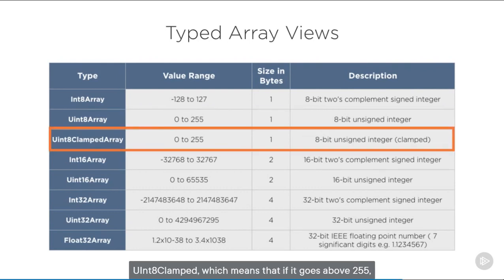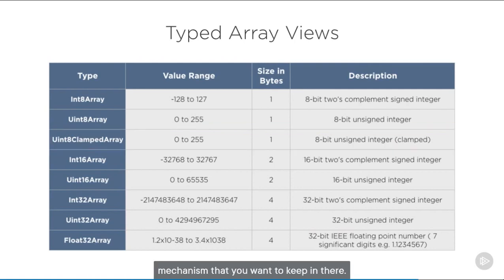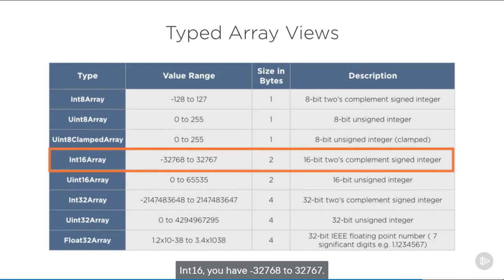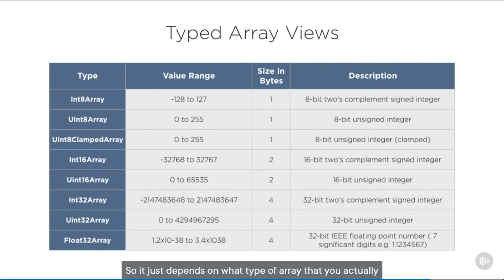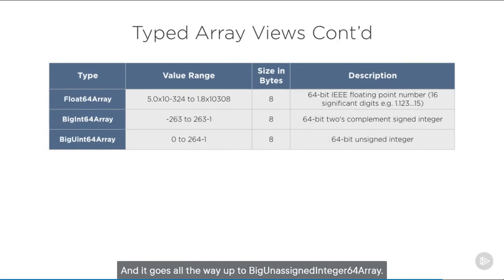So then I have uint8, which gives me 0 to 255, and uint8 clamped, which means that if it goes above 255, I won't get that error, but it's just going to clamp it and keep it at 255 in case it does go beyond. That's maybe something as kind of a safety mechanism that you want to keep in there. Int16, you have negative 32,768 to 32,767. So it just depends on what type of array that you actually want to use and the types of numbers that you're actually going to store in that array. And it goes all the way up to the BigUint64 array. And you'll notice also the Float64 array if you're working with those numbers, but it does take up 8 bytes with each of these bigger numbers.